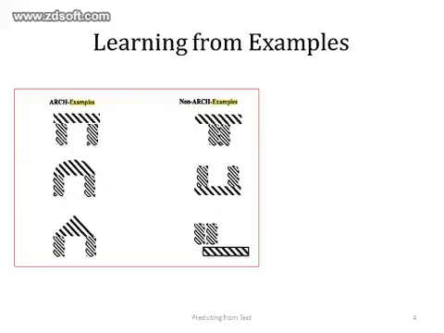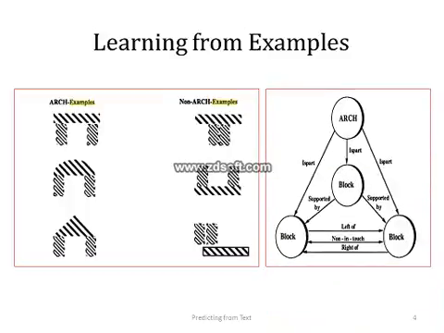Here is an example for learning. The first column, three pictures, represents how an arch should be. The second column, three pictures, represents how an arch should not be. With these examples, we construct a state diagram from which we can classify a new picture whether it is an arch or not.